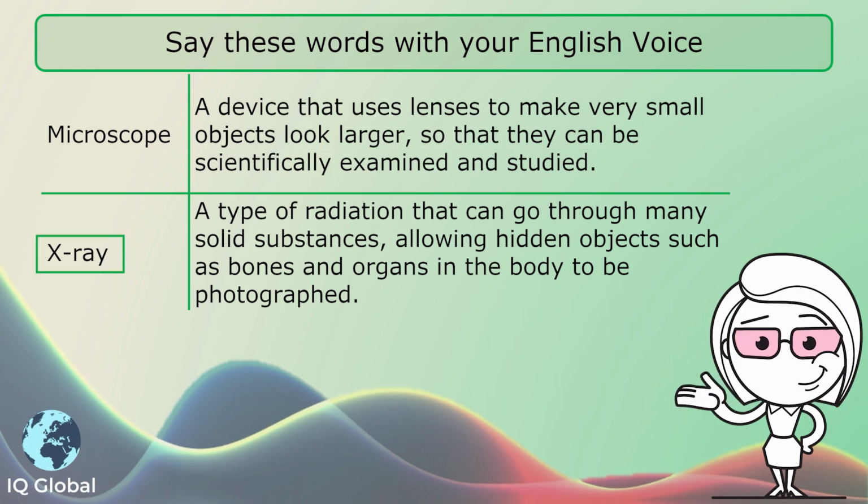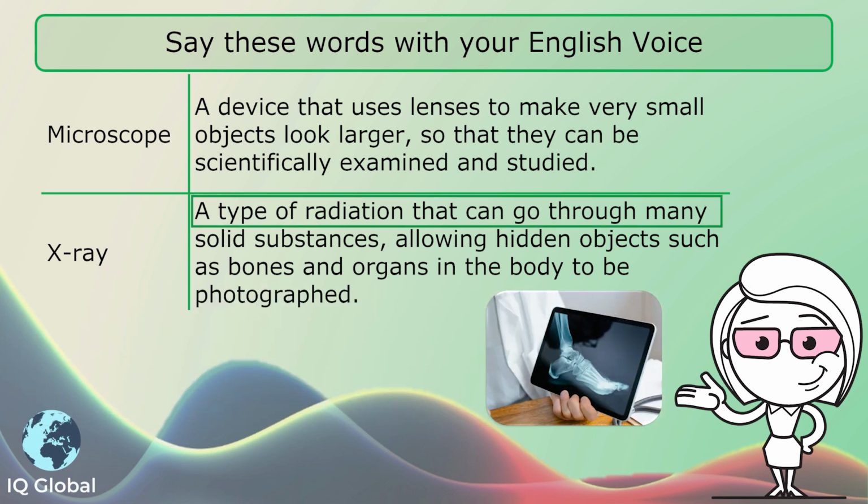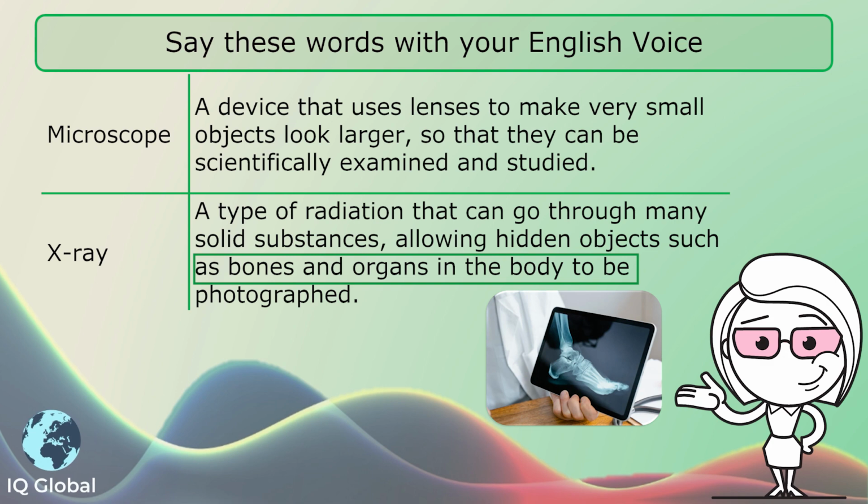X-ray. An X-ray is a type of radiation that can go through many solid substances, allowing hidden objects such as bones and organs in the body to be photographed.